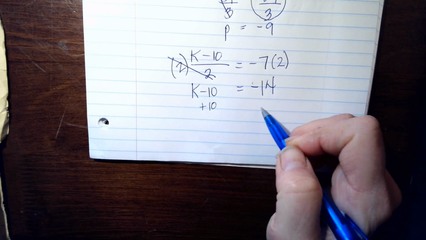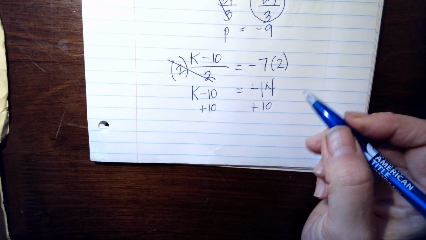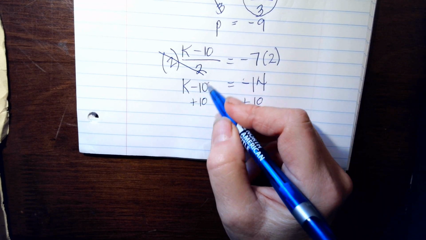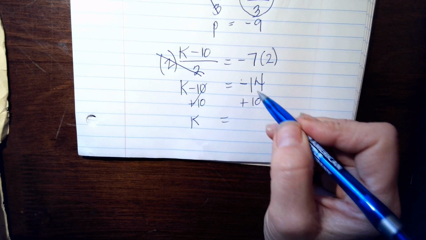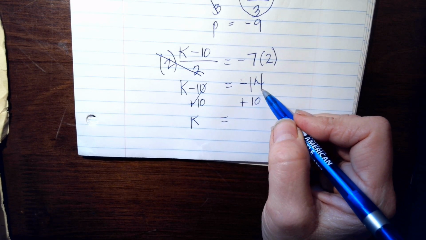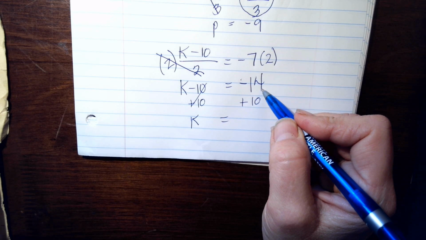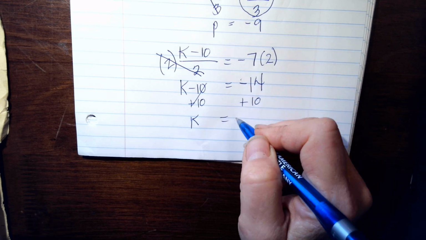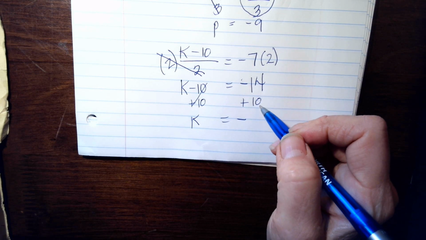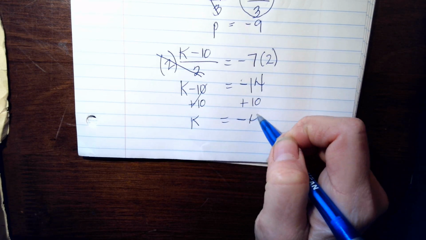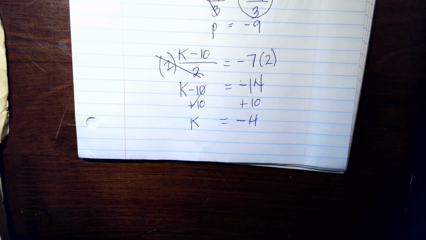I'm going to add 10. Anything I do to one side, I do to the other. What's left on this side is k. What's left on this side is, biggest integer wins the sign. My biggest integer is negative, so my answer is going to be negative. And I have a positive and a negative, so I'm going to subtract. 14 minus 10 is negative 4.